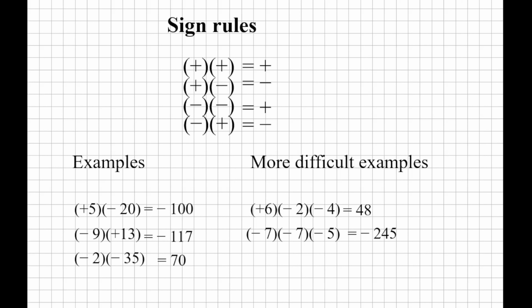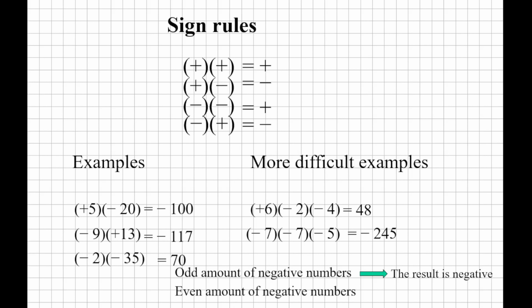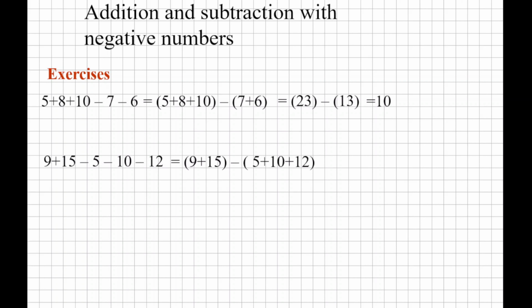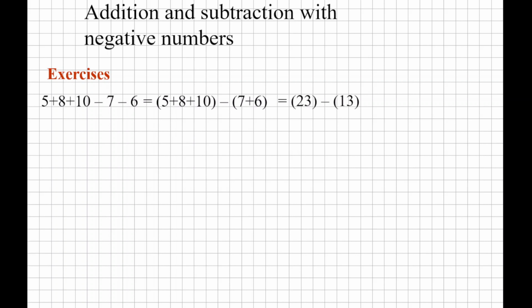For the last two examples, remember, if we multiply an odd number of negative numbers like 1, 3, or 5, the result is negative. If we multiply an even number of negative numbers like 2, 4, or 6, the result is positive. Now, let's see how to solve exercises where we add multiple negative and positive numbers. First, we group all the negative numbers together and all the positive numbers together. In the first example, the sum of the positive numbers is 23, and the sum of the negative numbers is negative 13. The result is 23 minus 13, which equals 10.